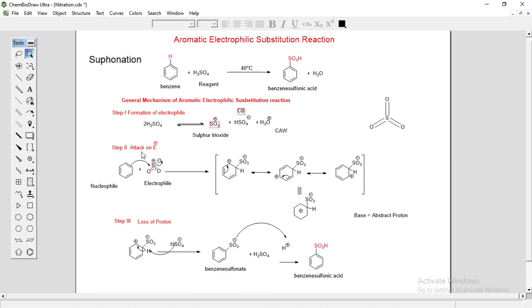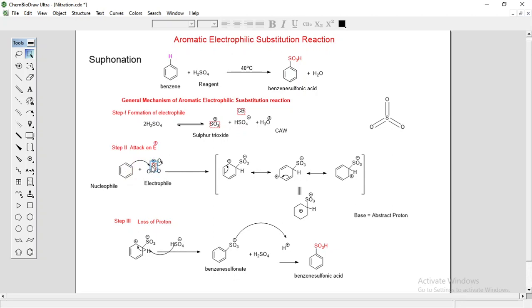In this step, sulfur trioxide is your electrophile. Now in the second step, attack on the electrophile takes place. The pi electrons of the benzene ring attack SO3, which is an electrophile, and the resulting arenium ion is stabilized by resonance. So your nucleophile will attack the electrophile, sulfur trioxide.